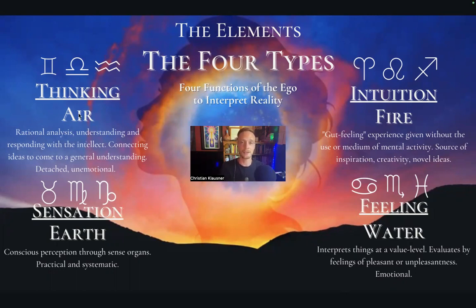The thinking signs have to do with the air signs rather have to do with rational analysis, understanding and responding with the intellect, with the rationality, connecting ideas to come to a general understanding, and they're rather detached and unemotional. So this shows their nature.